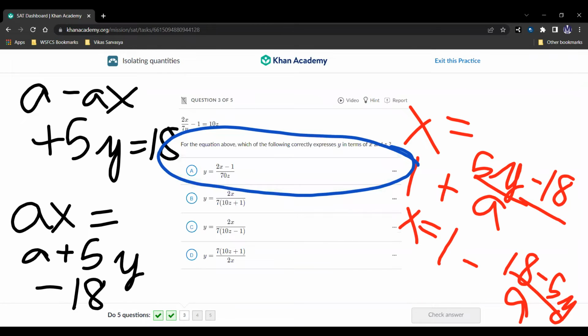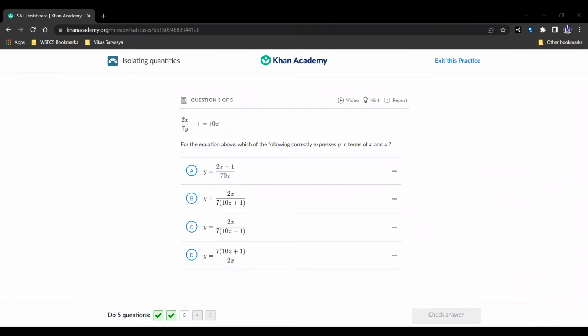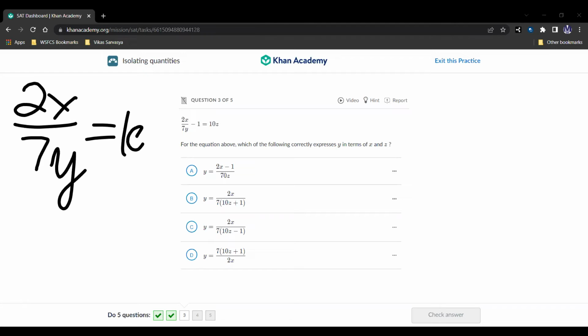All right. Next question, and here it is. 2x over 7y minus 1 equals 10z, and we're trying to find y in terms of x and z. All right, let's see how we're going to do this. Well, what can we do? We can add 1 to both sides, so that 2x over 7y equals 10z plus 1.